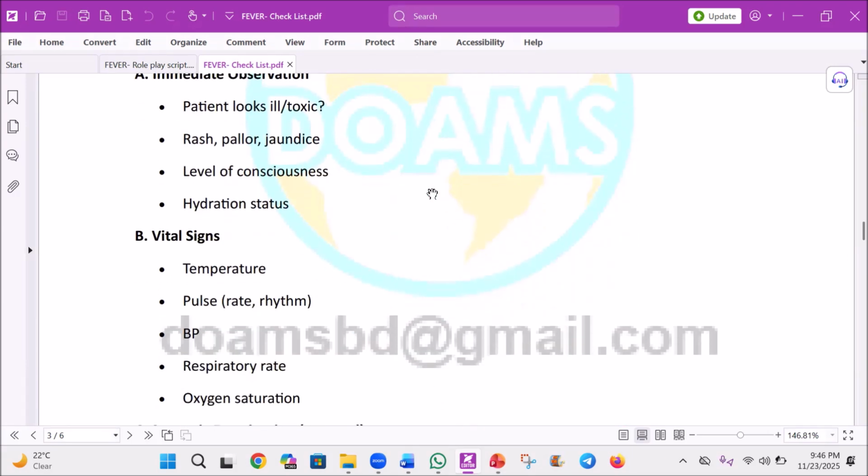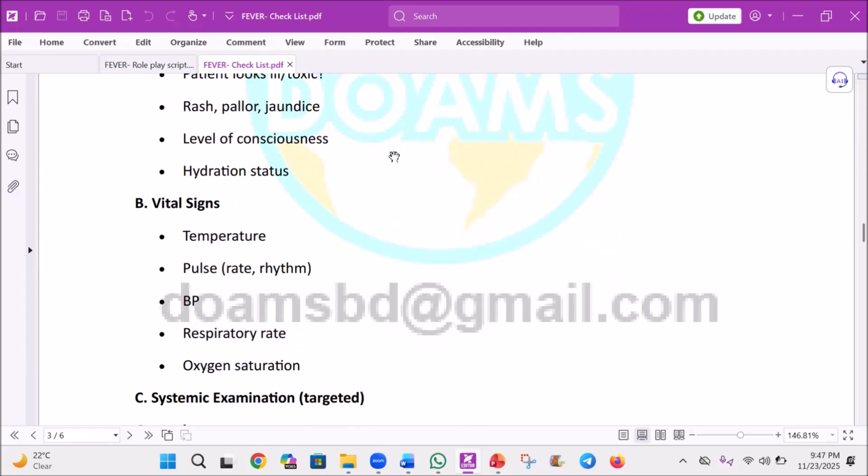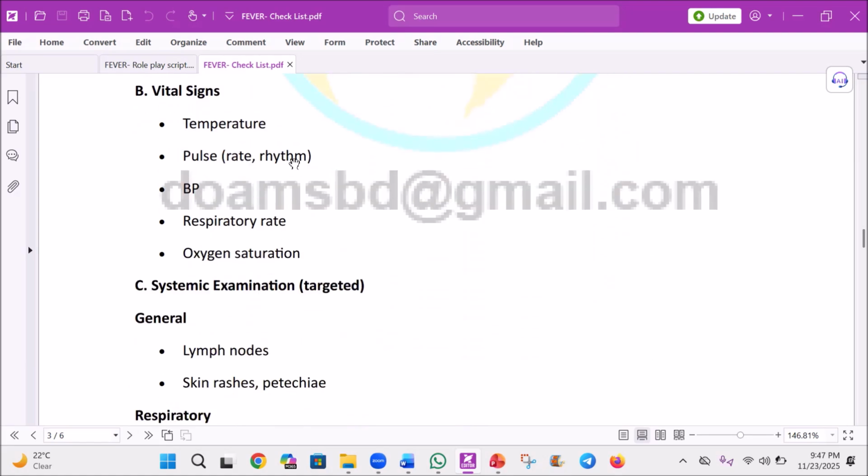I will show you the examination in a little more planning, but today I'm showing you the checklist. Immediately, look at the patient again: rash, pallor, jaundice, level of consciousness, especially for the red flag priority, including other features. Without touching, you can identify these things. Hydration you can see by touching the skin as well. Then the vital signs, traditional vital signs, including the oxygen saturation, SpO2, which is nowadays included in the vital signs.